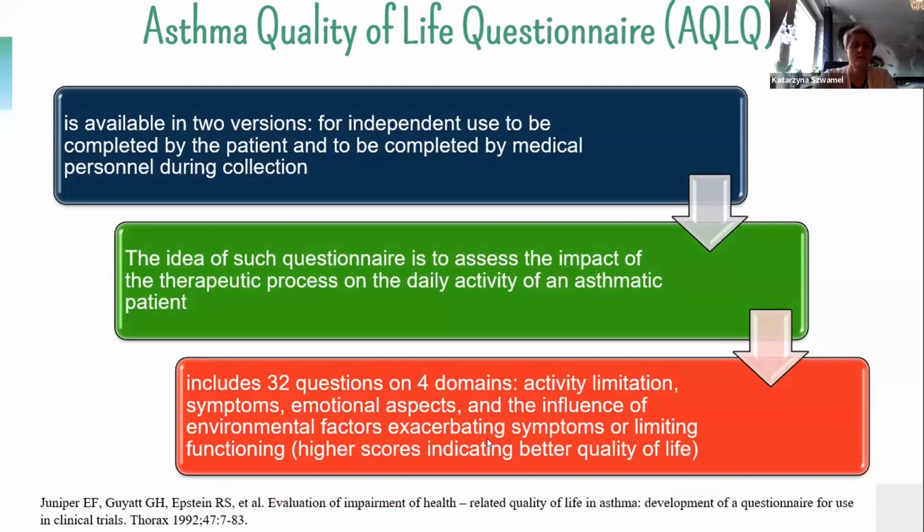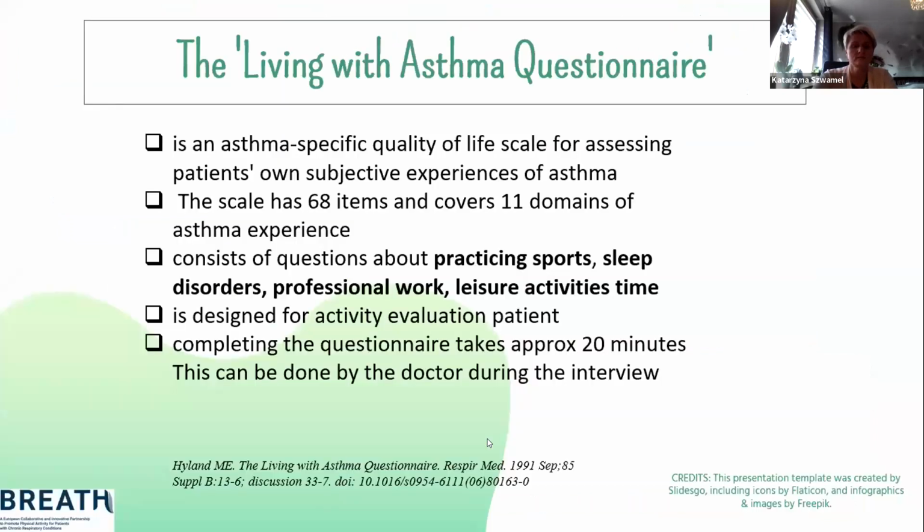It includes 32 questions and covers 5 domains. The Living with Asthma questionnaire consists of 68 items and covers 11 domains of asthma experience. By using it we assess areas like practicing sports, sleep disorders, professional work, and leisure activities. Completing the questionnaire takes approximately 20 minutes.